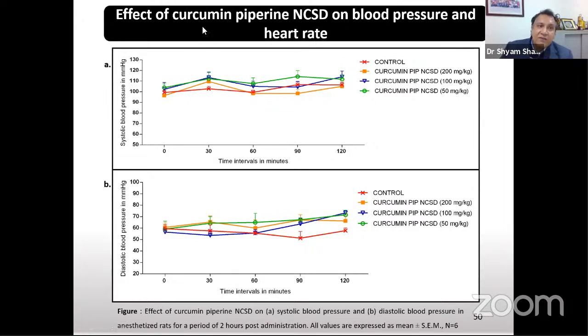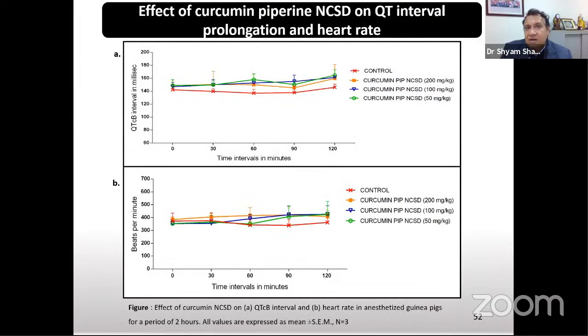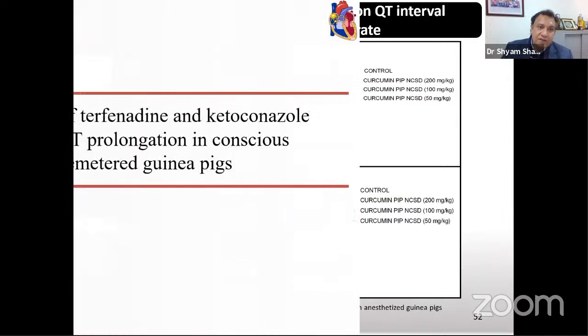Now, they also came up with another formulation, curcumin with piperine, a nanocrystalline solid dispersion formulation. That was also investigated for blood pressure and heart rate, and here we did not get any effect on all these parameters. And that is true, you have to do it for this. But if you use some drugs like terfenadine and ketoconazole, you will get prolongation.